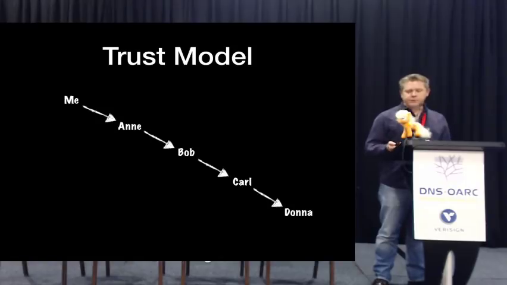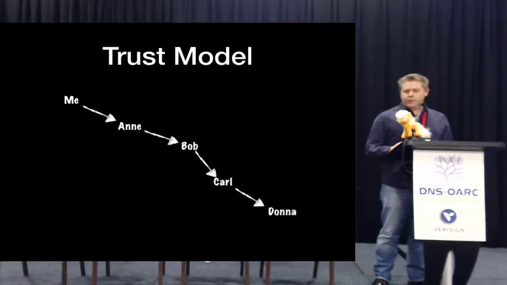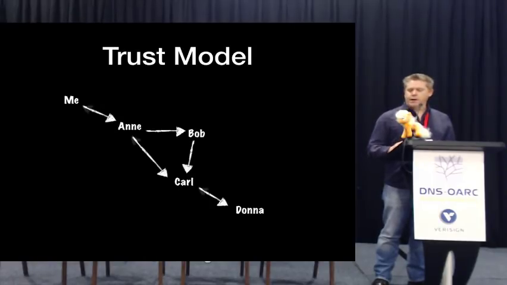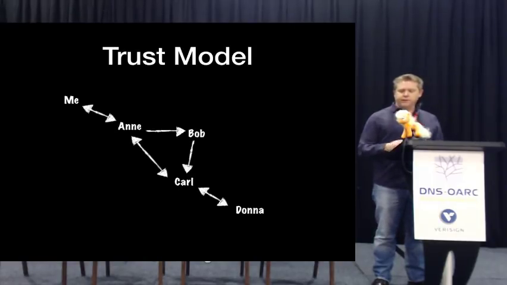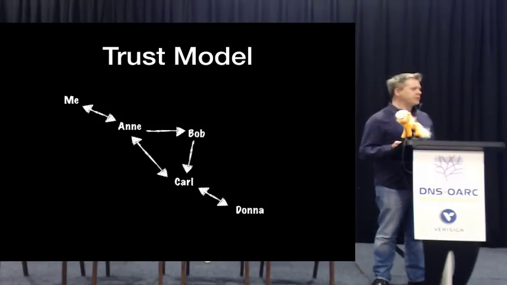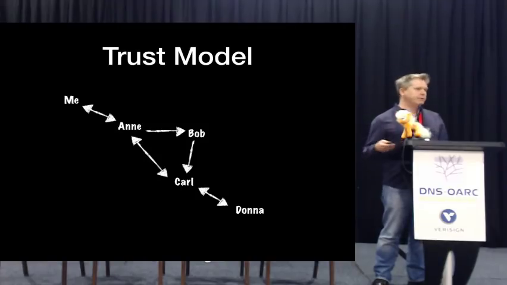The difference with PGP, though, is that it doesn't need to strictly be a direct chain. You can have things like maybe Anne trusts Bob and Carl, right? So you get a different path through. And another thing that happens here is typically in PGP, the trust is bidirectional. So Anne trusts Carl's key and Carl trusts Anne's key, so you can follow that chain of trust in both directions quite easily.